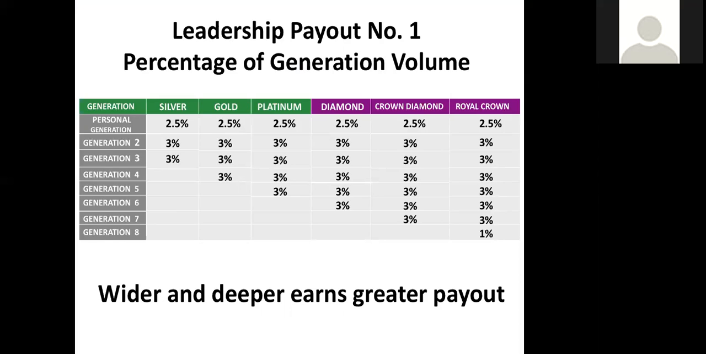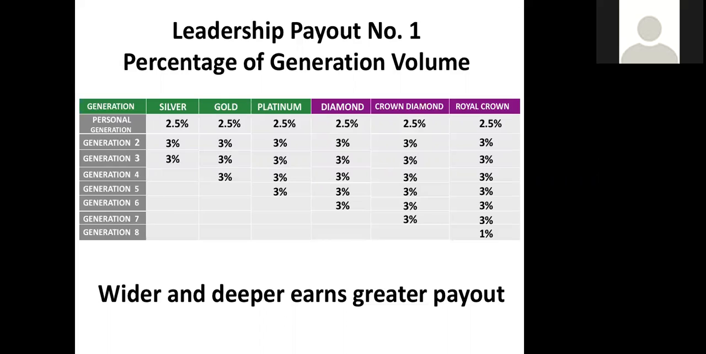So what this really means, though, is that you are able to receive additional commission payout as you achieve the rank of silver or higher, and as you help other members within your organization to achieve that leadership rank as well. That's why building wider and deeper is going to earn you greater payout, because as you become a leader yourself, you want to try and develop leaders within your organization, leaders being silver or higher ranked members. And that is going to help to increase your payout.